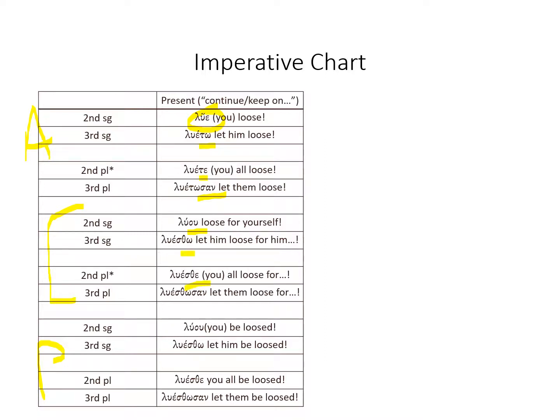Sto, ste, stoson. And you see the connecting vowel epsilon here along the way. We are used to that with the second singular and plural. And here that epsilon, because there is no ending, just becomes the ending in an actual text.